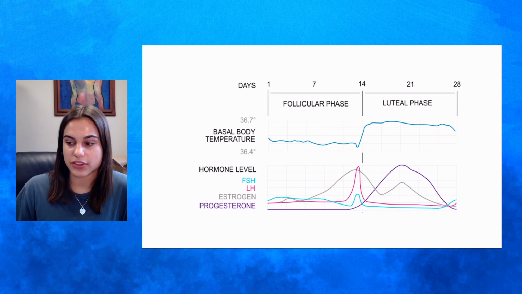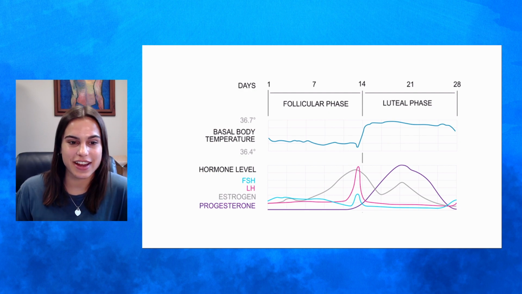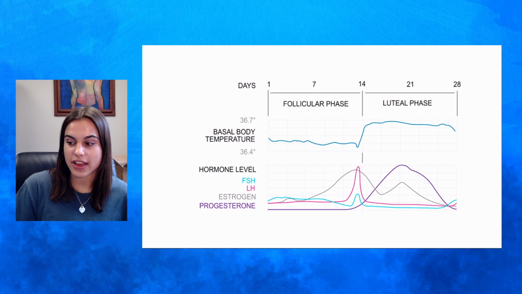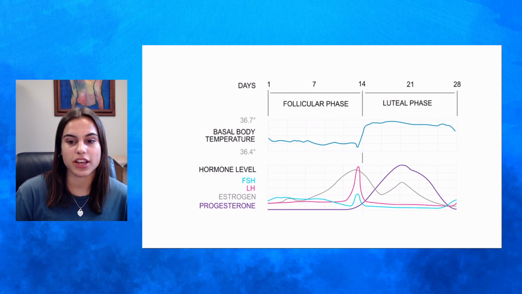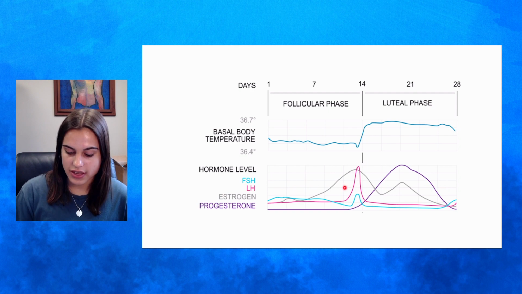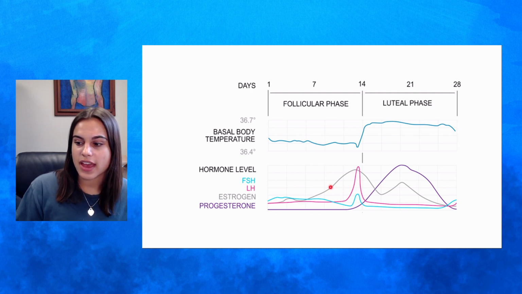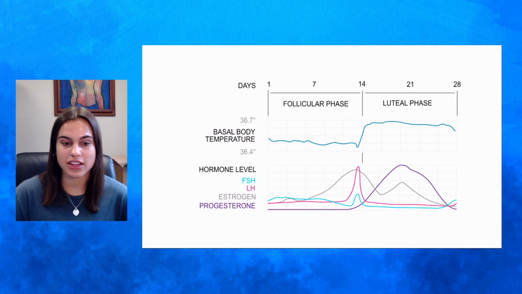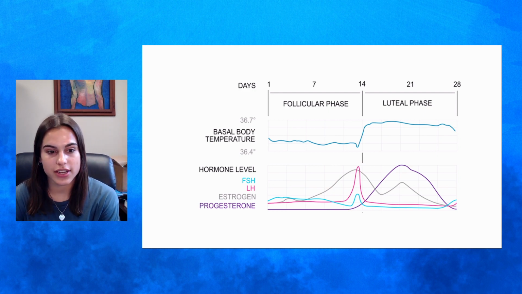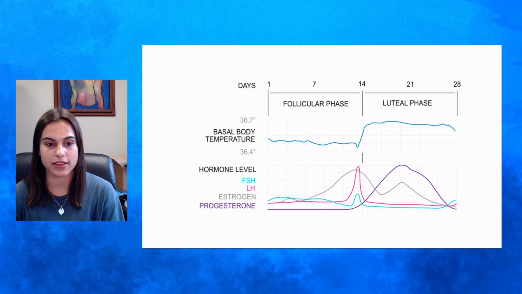As the estrogen levels rise, the endometrium, which is the lining of the uterus, begins to grow, and as the estrogen levels rise, the production of FSH starts to decrease. So you can see that the blue starts to go down as the gray starts to go up. And this is due to feedback inhibition. So as estrogen is released, the HPO axis turns off, which in turn releases less estrogen.